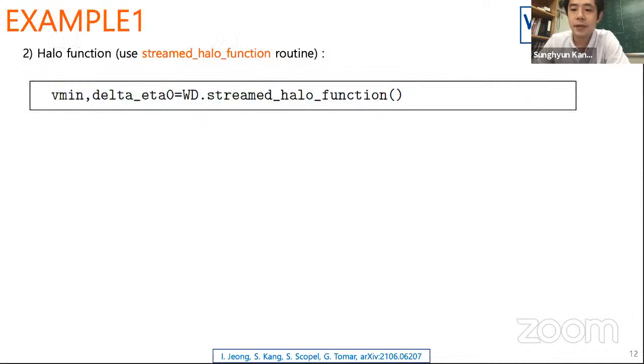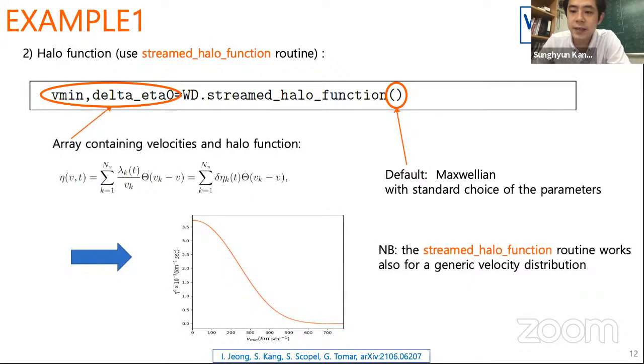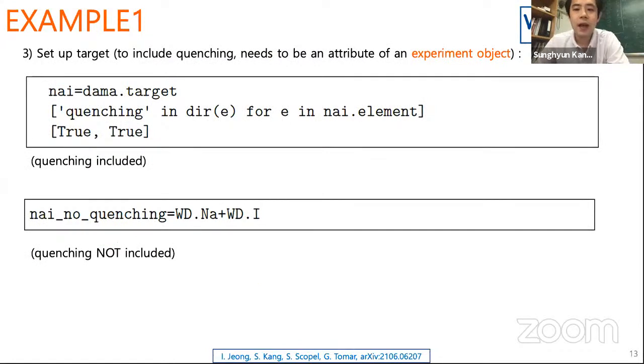Next step is to set up the Hollow function using the streamed Hollow function routine, whose default setting is Maxwellian with standard choice of the parameters. The result of that is an array containing velocities and Hollow function. For instance, we can show a plot like this. Also, this streamed Hollow function routine works for a generic velocity distribution. And then one needs to set up the target.